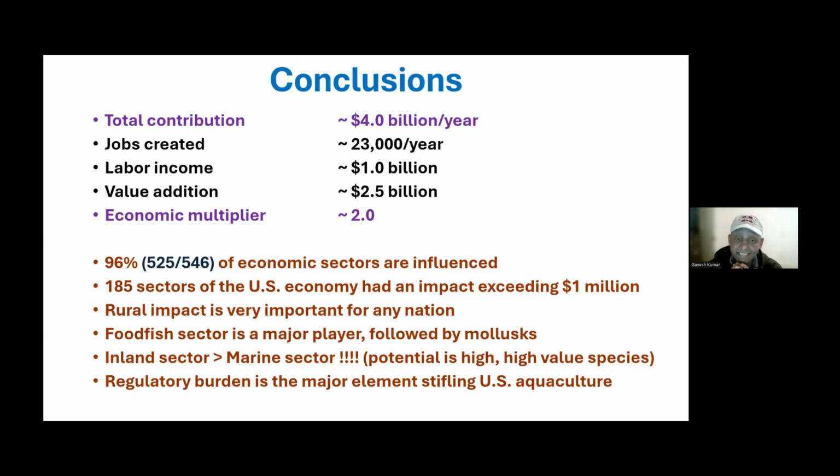The inland sector is contributing 2.5 times or more than the marine sector. The potential is very high in the marine sector because of the existence of high valued species. So the policy environment needs to be strengthened to improve marine sector development within the United States. And regulatory burden, especially at the farm level, is an important contributor that is actually stifling US aquaculture growth.